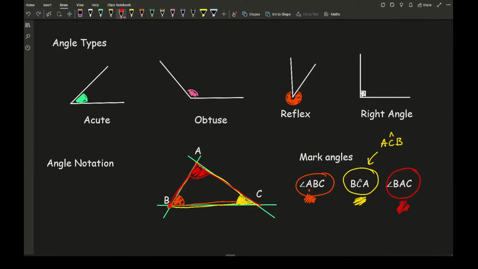So always look out for that type of notation. But like I said, depending on what level paper you're working at, a question will either be marked on the angle, so for example here, let's just call this angle A, or it will give you angle notation. It's just something that you need to be aware of.